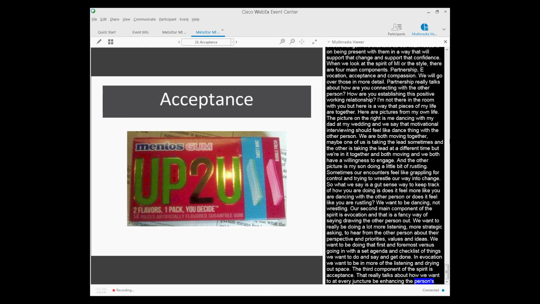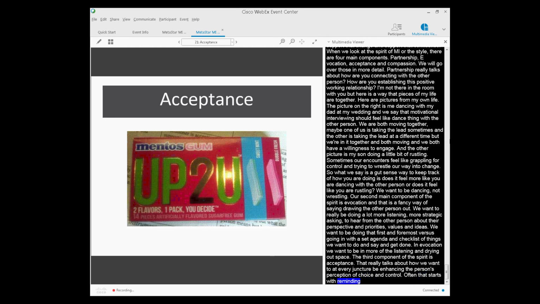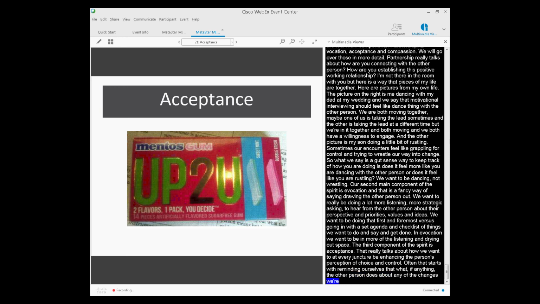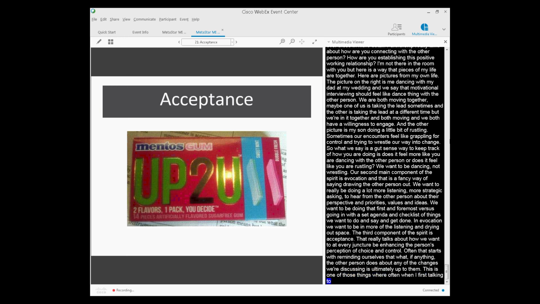Often that starts with reminding ourselves that what, if anything, the other person does about any of the changes we're discussing is ultimately up to them. This is one of those things where often when I'm first talking with people about motivational interviewing, they sort of nod their head and it's like, yeah, of course it's in their control.